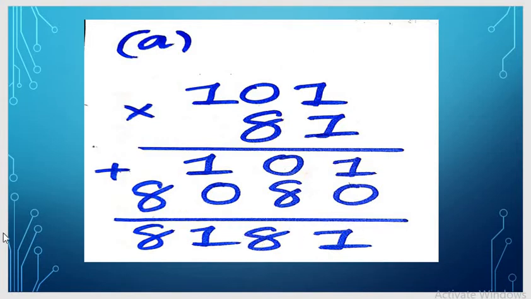Then after, now we do the addition. 1 plus 0 is equal to 1, 0 plus 8, so 8. Again 1 plus 0, so 1, and then 8 as it is. Okay, so what is the answer?